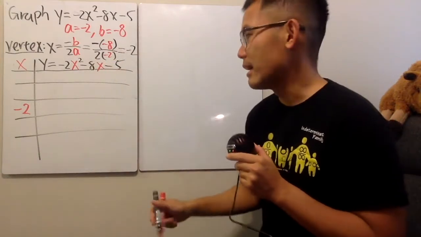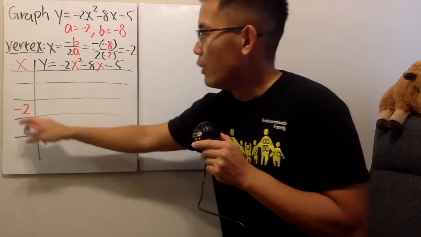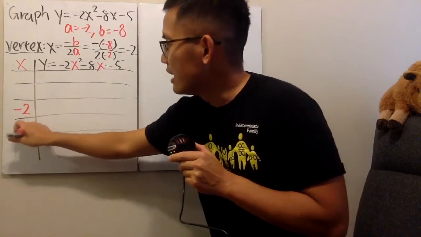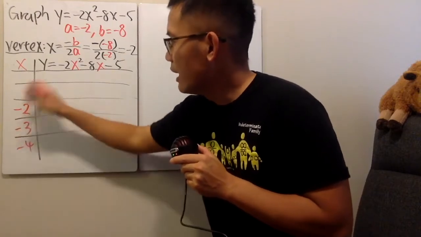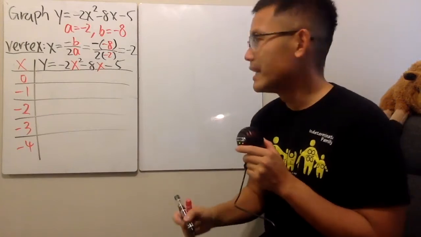And now we can just plug in numbers. Well, actually, let's have the neighbor numbers first. We have negative 2 in the middle, so I can say negative 3, negative 4, and then I can have negative 1 and 0 like this. Pretty good.